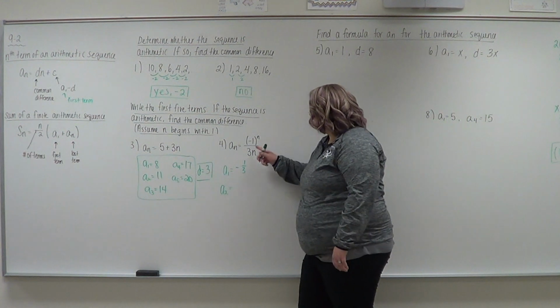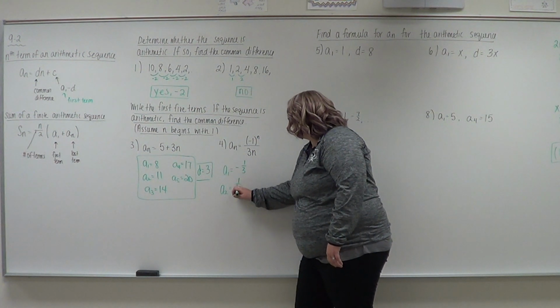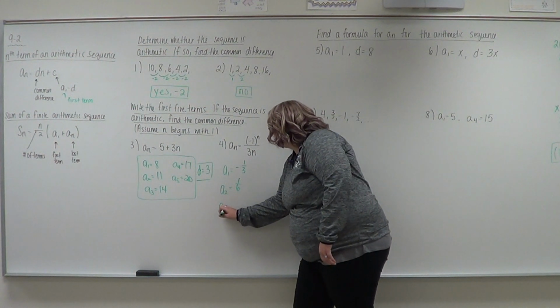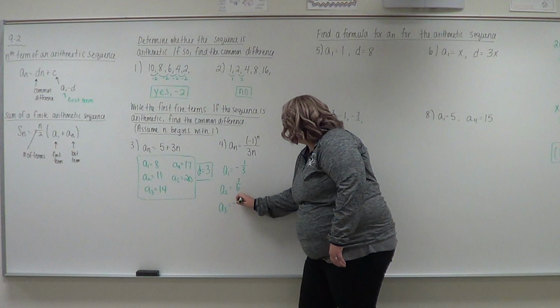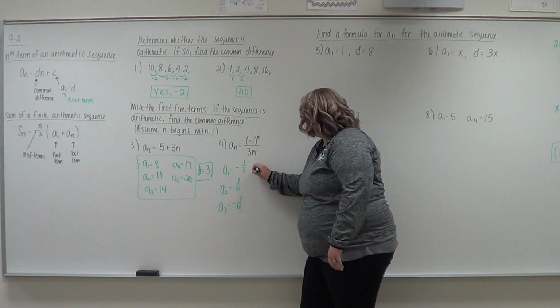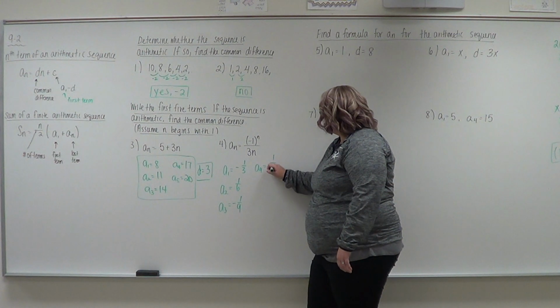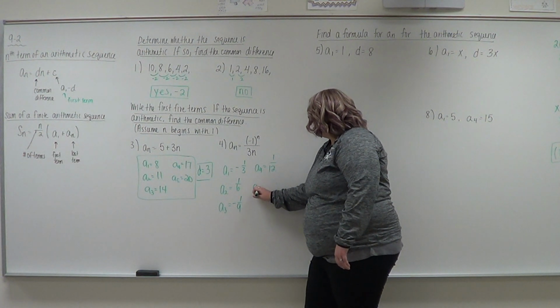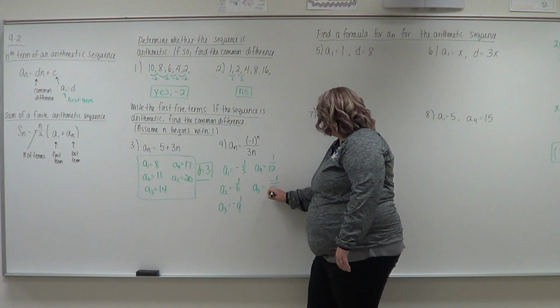Plug in 2, negative 1 squared, positive 1. 3 times 2 is 6, so this is positive 1/6. Put in 3, that would be negative 1 over 9. If I plug in 4, that would be a positive 1 on top, 12 on bottom. And if I plug in 5, I'd have a negative 1 on top and a 15 on bottom.